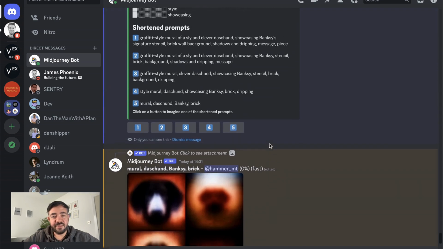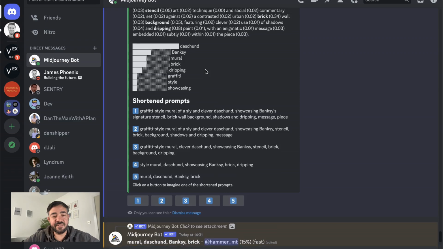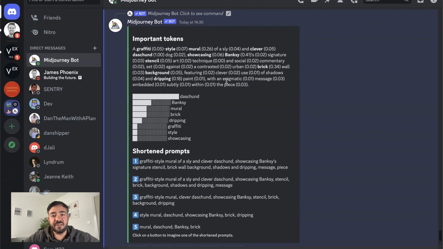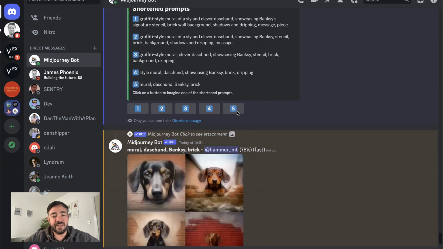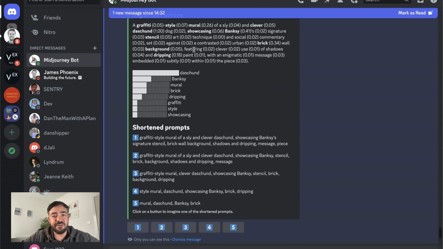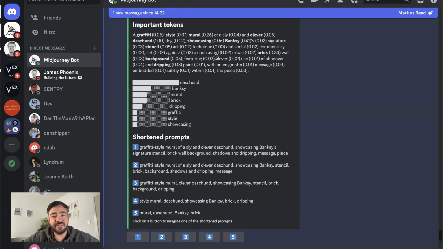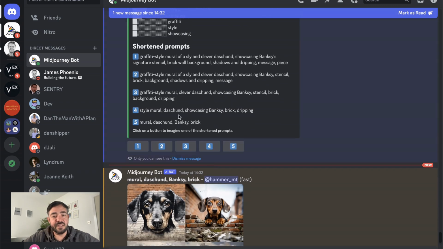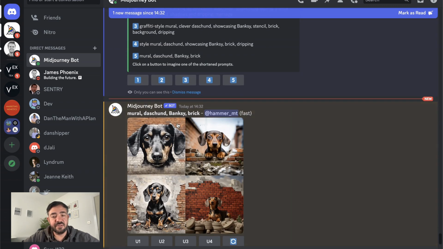While this is running, I just want to say as well, one thing this teaches me is just that it is not like an LLM, right? When you're prompting for images, it doesn't understand the words necessarily. It's just grabbing the individual tokens more than anything. You might not actually need natural language to describe things like I did here where I said and social commentary or a contrasted urban brick. You could literally just list words, I think, and get similar results.